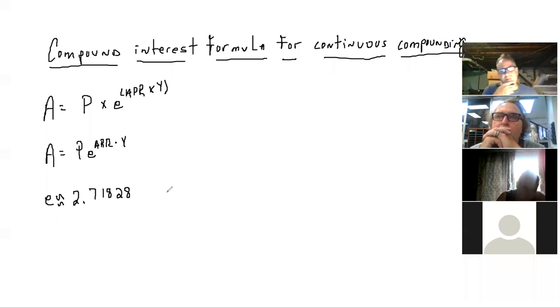1.828. That's a lot to type in, but you could use that if you didn't have an E on your calculator.